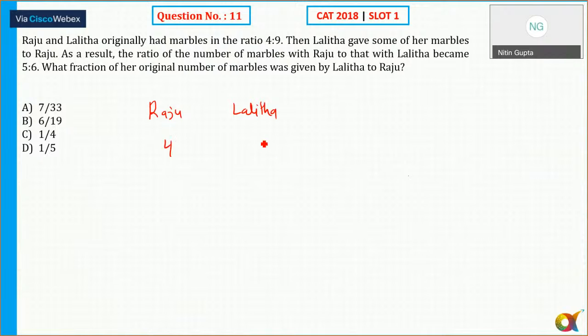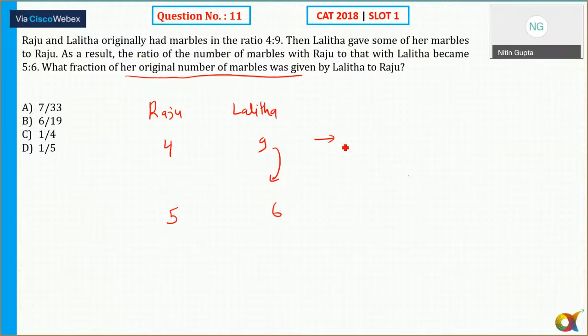So marbles are in the ratio 4:9. Then Lalita gave some of her marbles to Raju. As a result, the ratio of the number of marbles with Raju to that with Lalita becomes 5:6. What fraction of her original number of marbles was given by Lalita to Raju? So I'll work on the ratios.